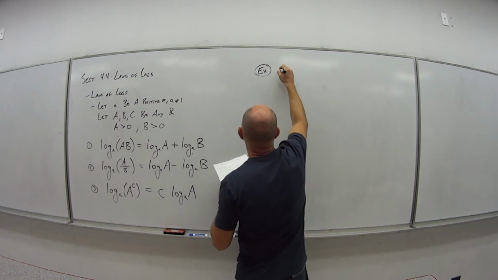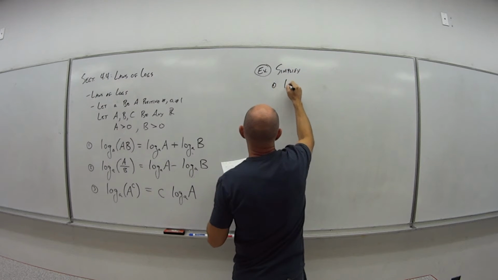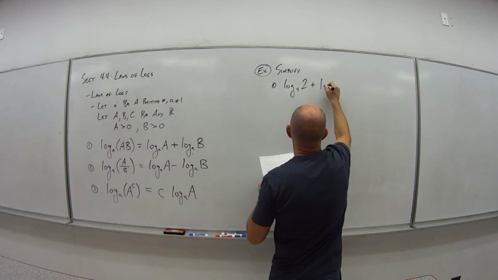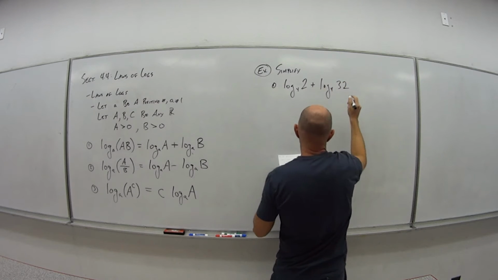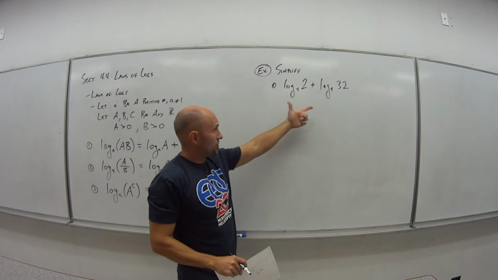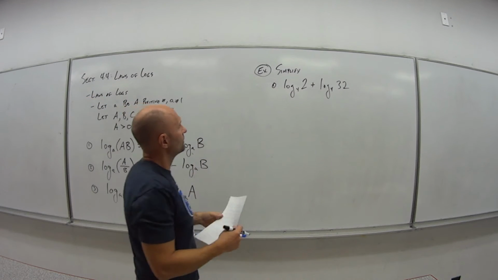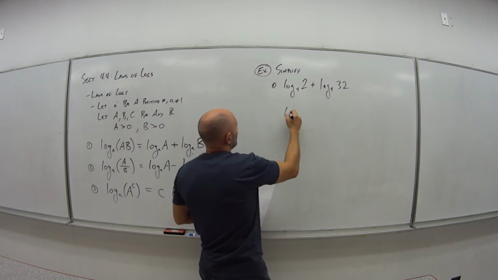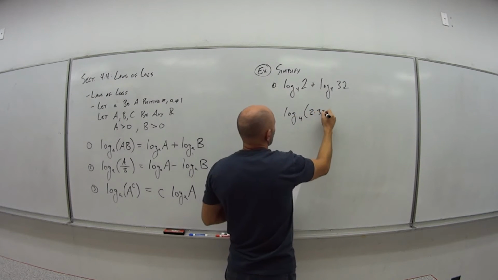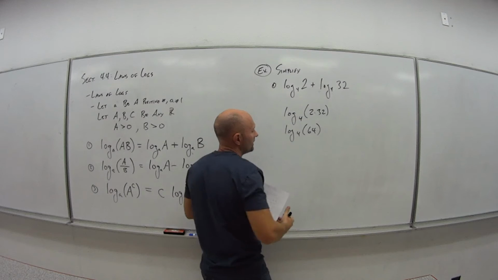First off, I want to simplify. The first one I'm going to simplify is log base 4 of 2 plus log base 4 of 32. So it's the addition, which means I'm using rule number 1. So I can simplify this to log base 4 of 2 times 32, which is log base 4 of 64.